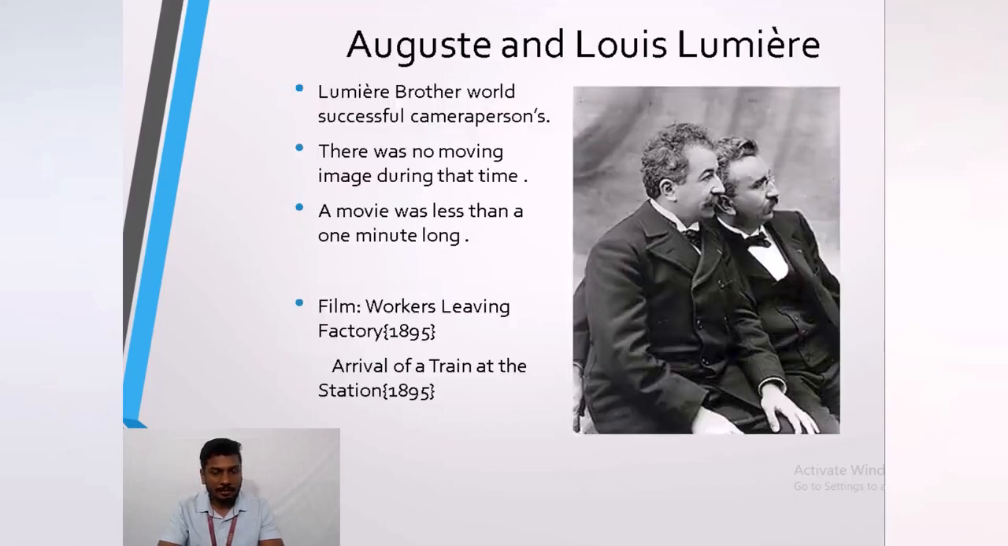Auguste and Louis Lumière. Louis Lumière, a successful camera person, is the father of cinematography. There were no moving images at the time. A movie was less than 1 minute long. The films are Workers Leaving the Factory, 1895, and Arrival of a Train at the Station, 1895.